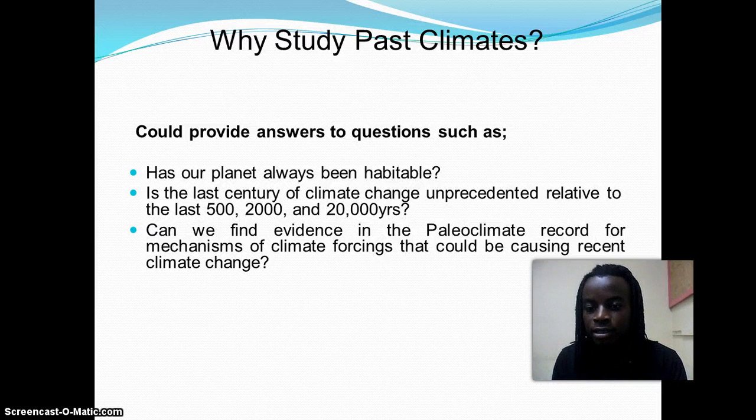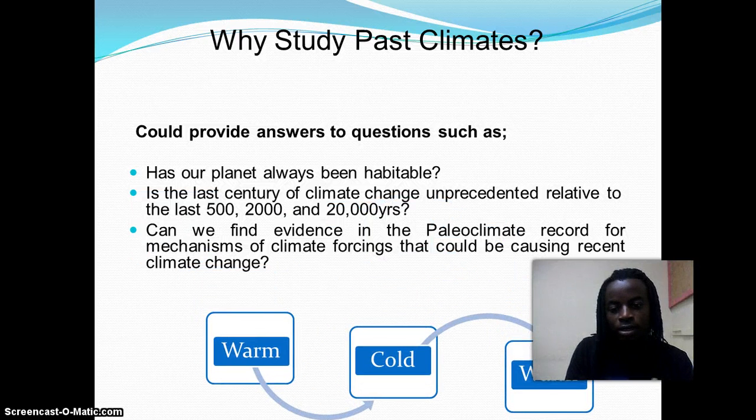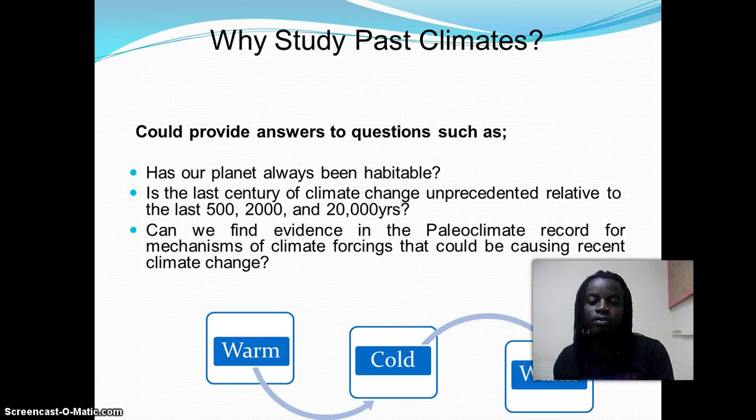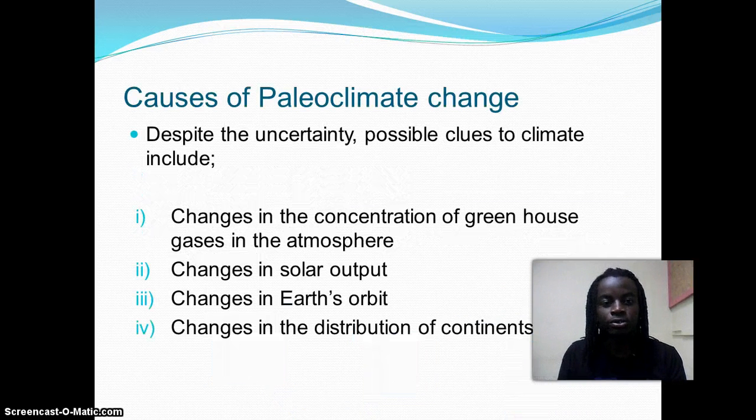Can we find evidence in the past paleoclimate record for mechanisms of climate forcings that could be causing recent climate change? Has climate been moving from warm, cold to warm? Or has it been moving from warm, cold to warm, or cold, warm, warm, warm? We don't know. Let's go through the slide.